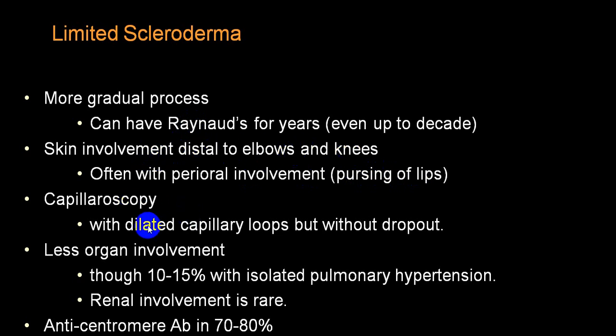Capillaroscopy will show dilatation of loops but without dropouts. The systemic involvement is limited to very few organs, where you can have lung involvement and GI tract involvement. Renal involvement is very rare, which is more common in the diffuse variety. Anticentromere antibody will be present in almost 70 to 80% of the people.